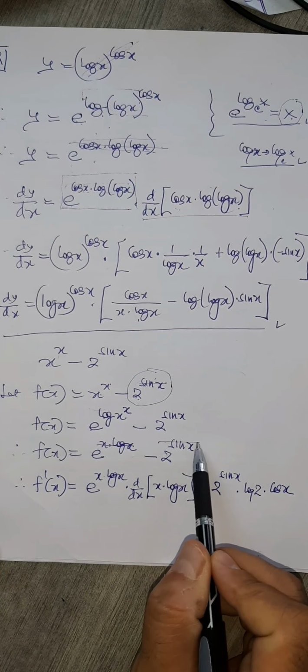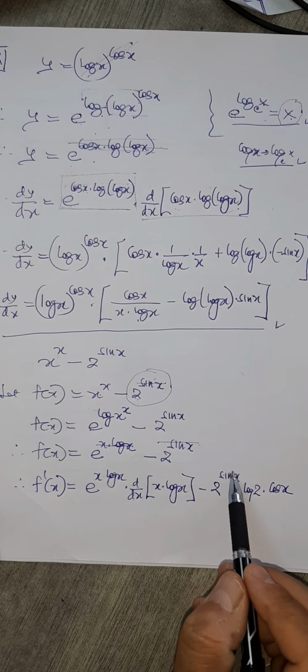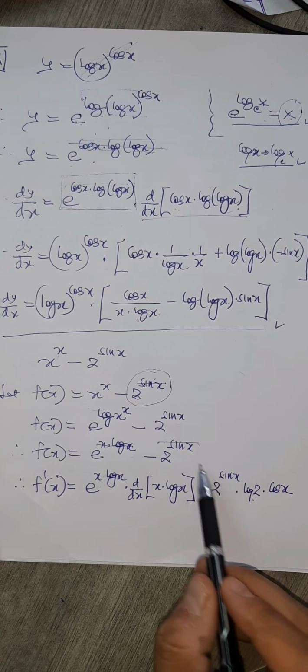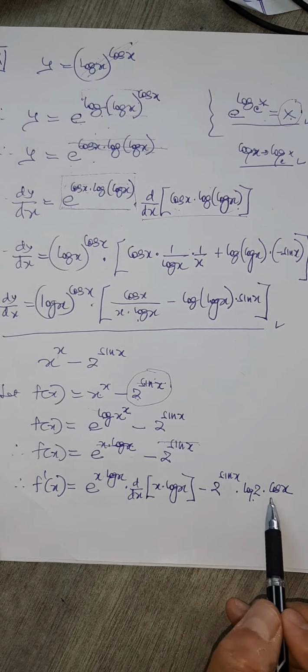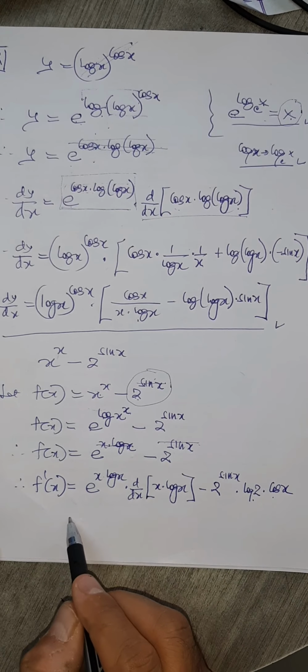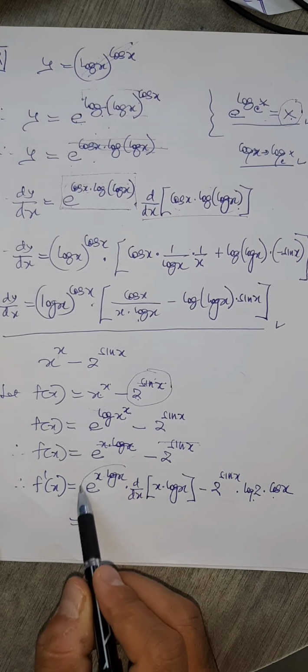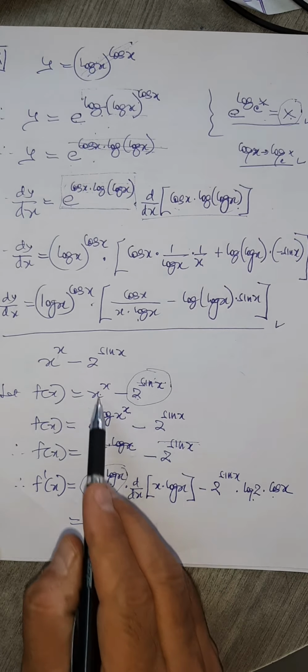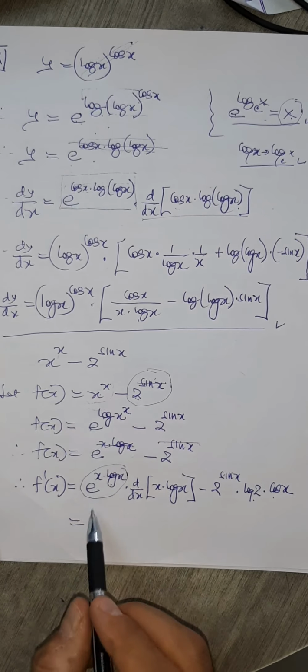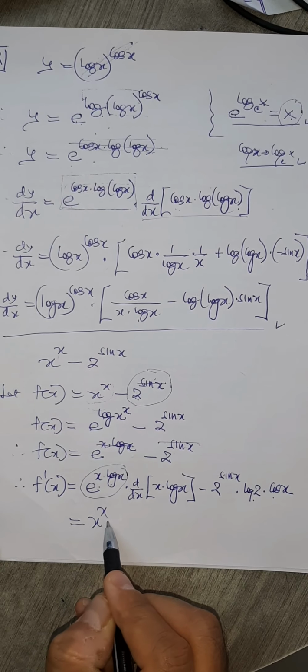Imagine this as x. What is the derivative of 2 raised to x? 2 raised to x into log 2. And then by chain rule, the derivative of sine, what's that? Cos. Now the final step, e raised to x log x. From where did you have this? From x raised to x, remember. So instead of this, I'll just put x raised to x.